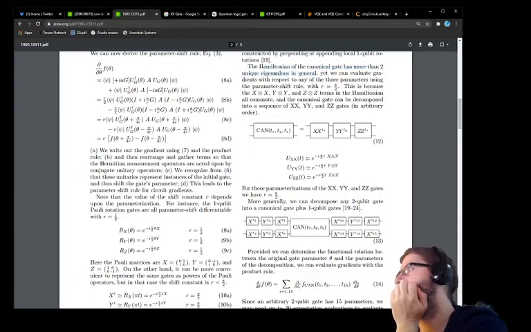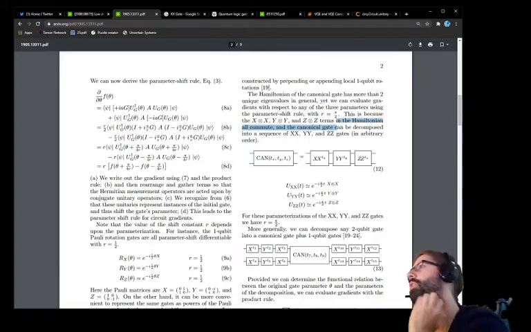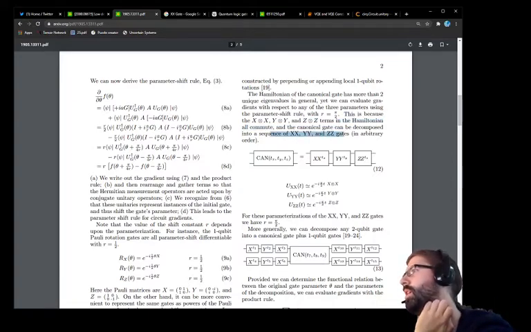Has to have more than two unique eigenvalues. You can evaluate the gradient with respect to any of the three gate parameters in the parameter-shift rule, because the x, y, and z terms in the Hamiltonian all commute, and the canonical gate can be decomposed into a sequence of x, y, and z gates.